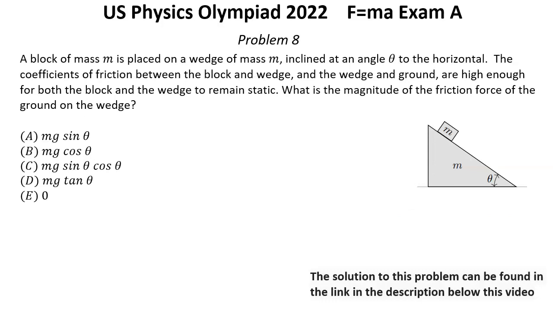Problem number 8. A block of mass m is placed on a wedge of mass m inclined at an angle theta to the horizontal. The coefficients of friction between the block and wedge and the ground are high enough for both the block and the wedge to remain static. What is the magnitude of the friction force of the ground on the wedge?